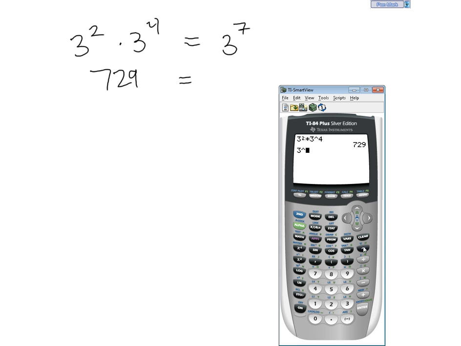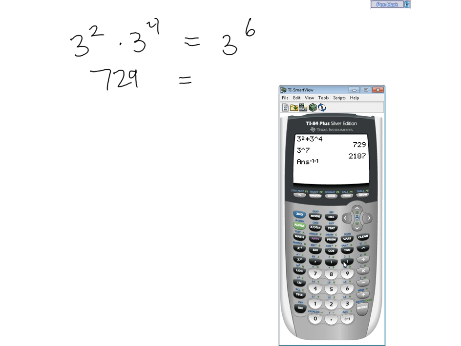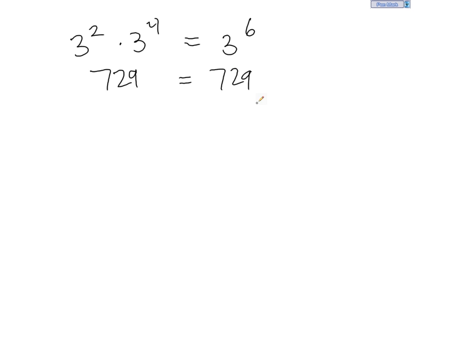Now, if that's really the same thing as 3 to the seventh, what should that equal? Oh, I'm sorry, excuse me, 3 to the sixth. We have a mistake here. So we have 3 times itself 6 times. So we would do 3 to the sixth power, and hopefully we'll get 729. So we can see that it works out whichever way we do it.